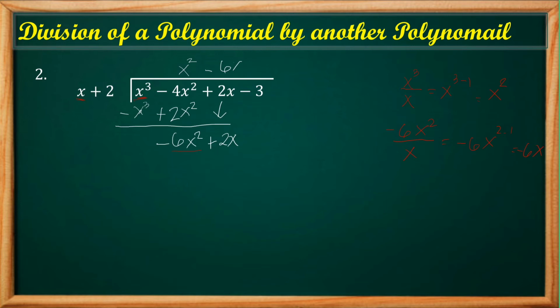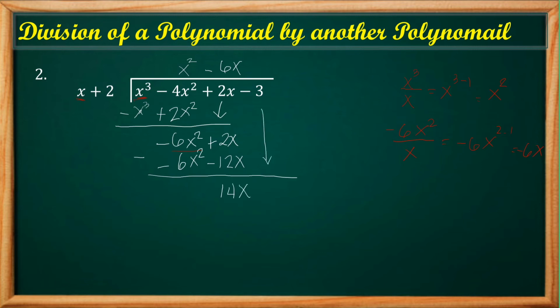Okay, negative 6x. Ayan siya. Next, negative 6x times x is negative 6x squared. Negative 6x times positive 2 is negative 12x. Then, subtract. Negative 6x squared minus negative 6x squared is 0. 2x minus negative 12x. Okay, negative at saka negative, magiging positive yan. Therefore, you will have positive 14x.